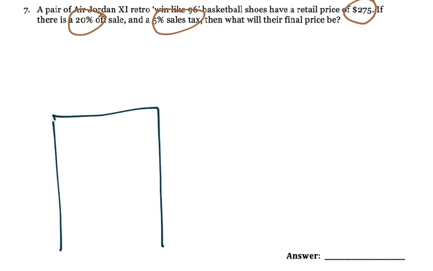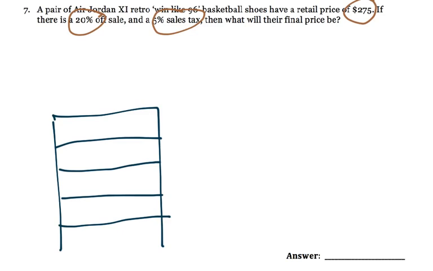So we can start off with making a bill, and then we're going to find the retail price, the discount, the new sales price, the tax, and the final price, which will be the answer. So the retail price, it already says, is $275.